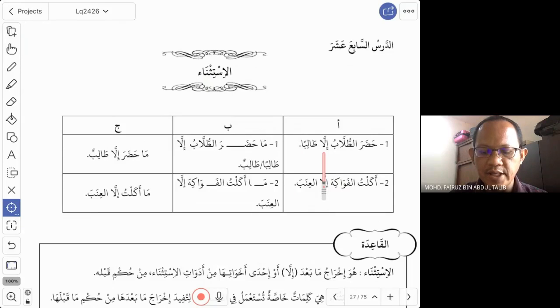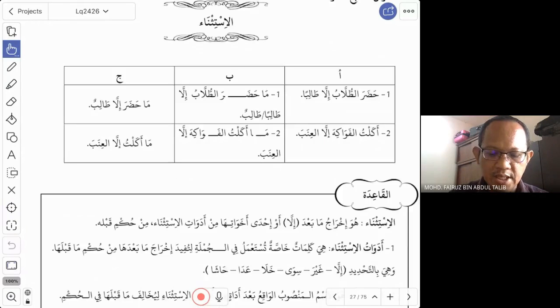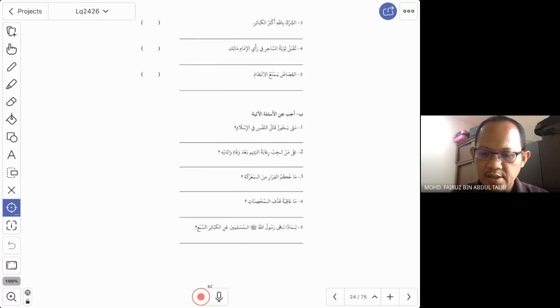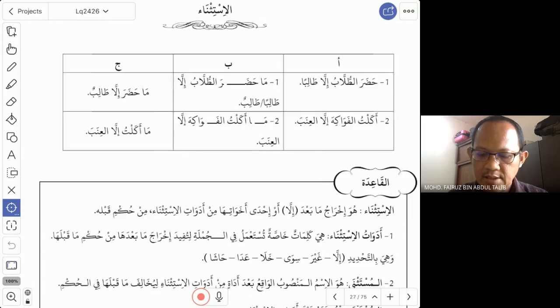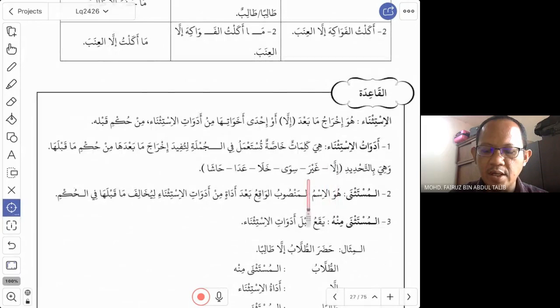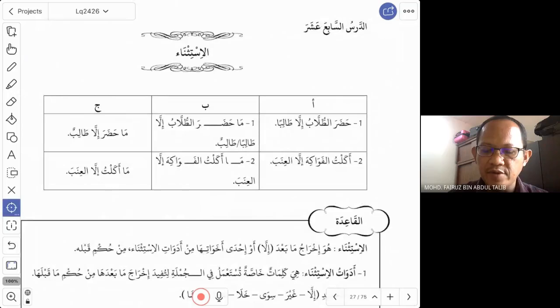Of course there are several words that you can use to do istisna. In the lesson they said there are several words such as illa, except, ghaira, siwa, khala, ada, and hasha. All of these words mean the same, except. But for our lesson, we only learn the grammatical rules for illa. So we only use illa in the lesson. And from the lesson, we have also seen that there are several ways that you can use illa.